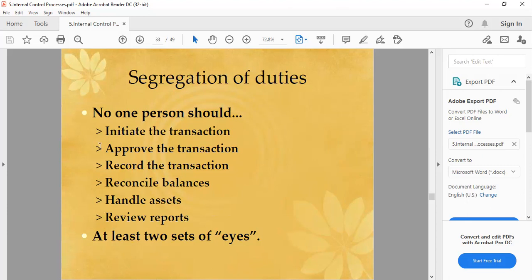All right, so if one person would initiate, approve, record, reconcile, handle the assets, and review the reports, in that case, goodbye to the success of the company. There should be at least two sets of eyes. So in this case, there should be another person who will be supervising and reviewing the work of the other. So this is a sense of that.